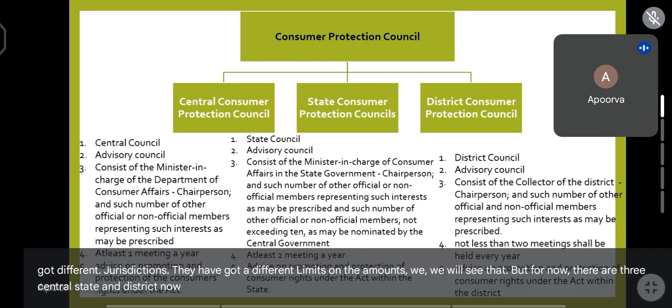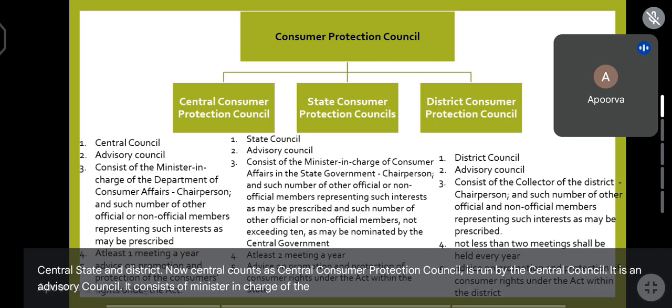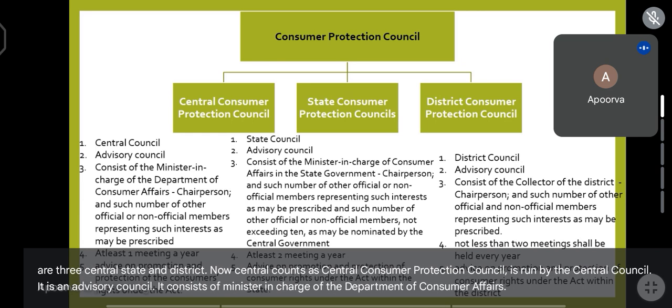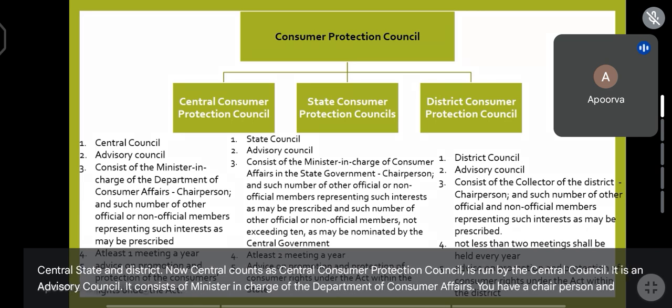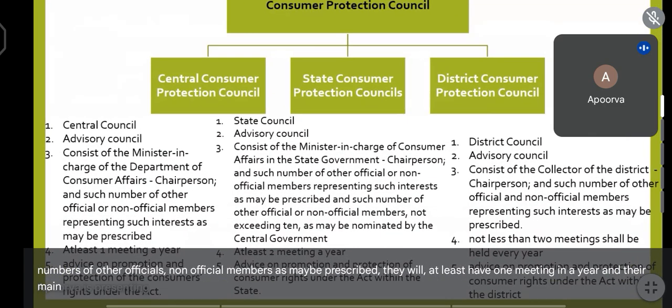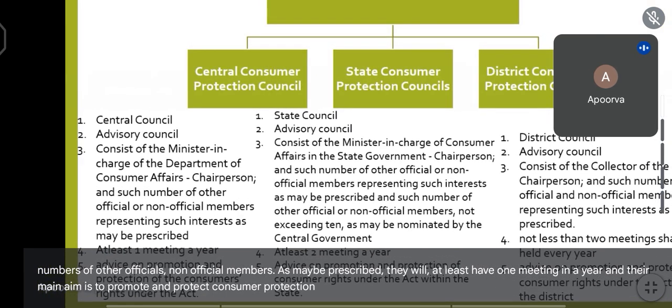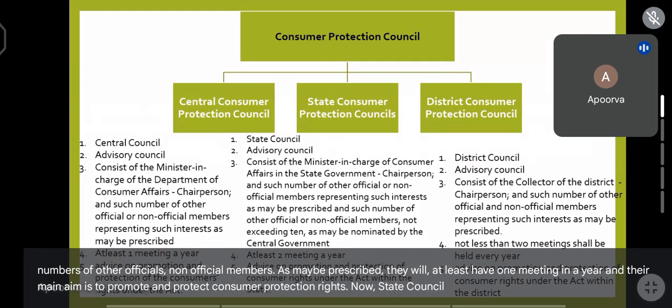Now, the Central Consumer Protection Council is run by the central council. It is an advisory council. It consists of the minister in charge of the department of consumer affairs, a chairperson, and such number of other official and non-official members as may be prescribed. They will have at least one meeting in a year, and their main aim is to promote and protect consumer protection rights.